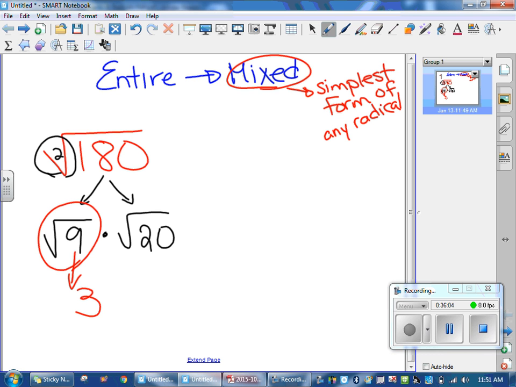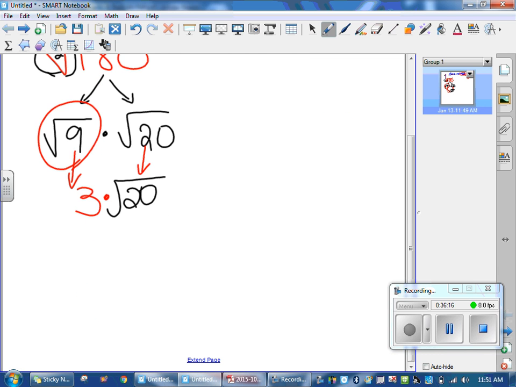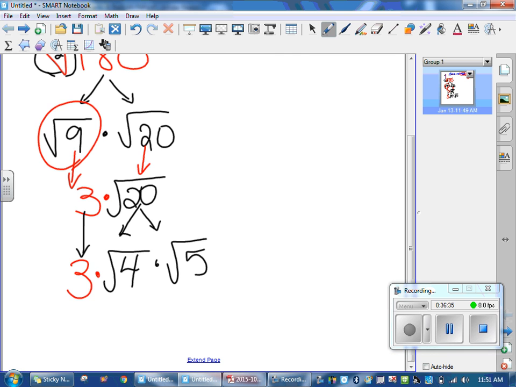Yes, it can. 20 can divide by 4. That is a perfect square. So I break this guy down again. The 3 will come down in front. Root 20 we said divided by root 4 and 5. So 4 times 5. And 4 is the perfect square. We always put the perfect square first. We put our perfect square first so that we can solve his answer when he's sitting beside the other coefficient out in front. So the 3 comes down.